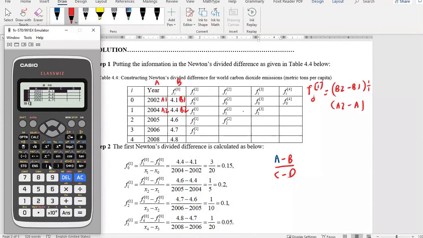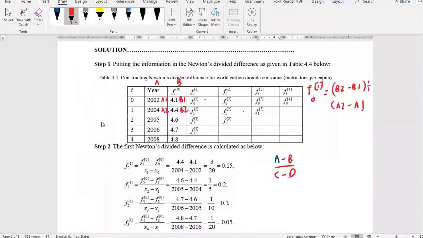So use brackets, because in the spreadsheet it cannot be in natural display. So A is stored in actually cell B2. Alpha B2 minus alpha B1, close the bracket, divided by alpha A2 minus alpha A1. You get 0.15.